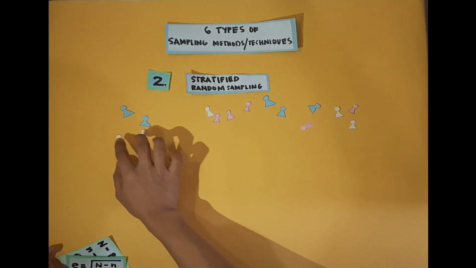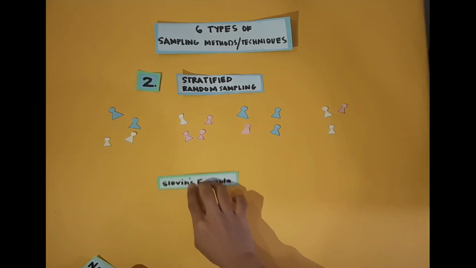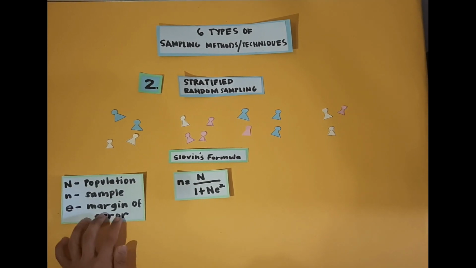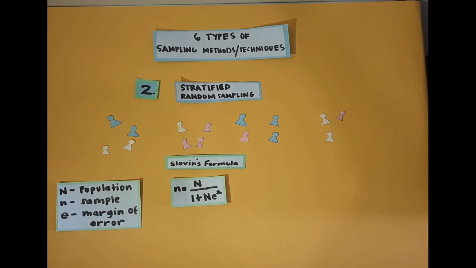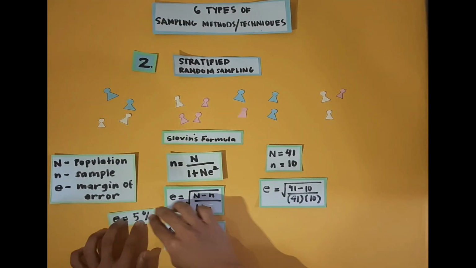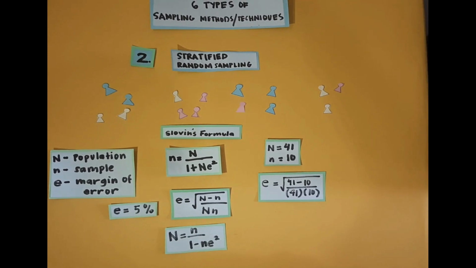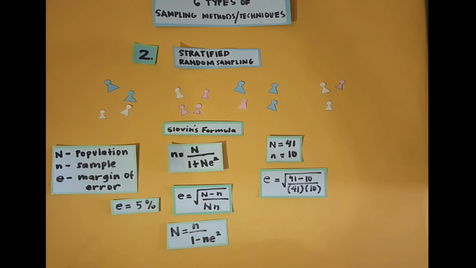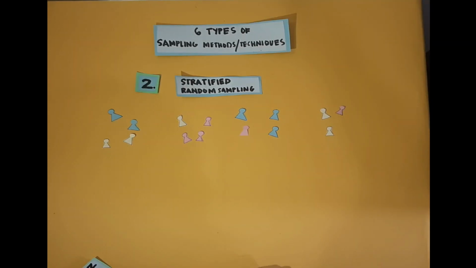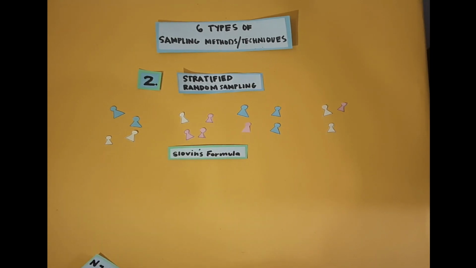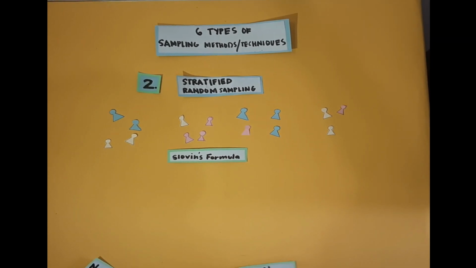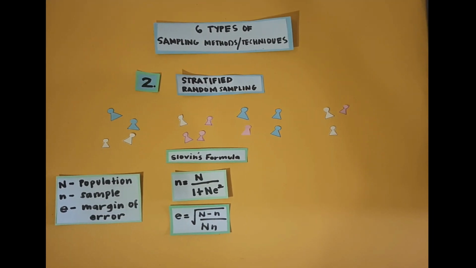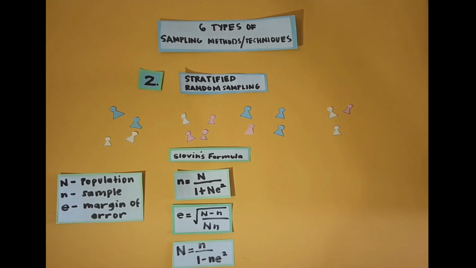This method is used with a certain formula called Slovin's formula, where sample size is equal to population divided by 1 plus population times margin of error squared. Take note that the margin of error is the remaining population that is not included in the study. And usually, the margin of error is in percentage form, typically 5%. Take note that there are 3 formulas for the Slovin's formula. The first one is for getting the sample size, the second one is for getting the margin of error, and the third one is for getting the population.